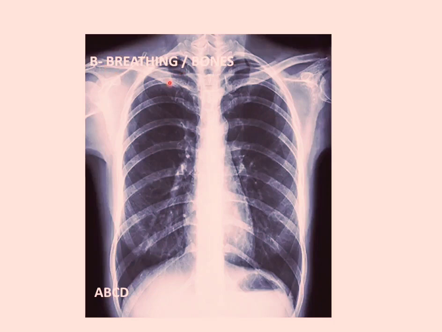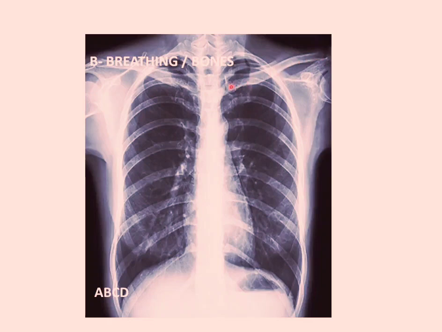We have seen B for breathing, that is the lung shadow. Second, B for bone. So all the possible bones you have to describe. First you can see the ribs. You can count the ribs from above. This one is the shadow of the first rib, second, third, fourth, fifth, sixth, seventh, eighth, ninth, tenth. Ten ribs you can see.